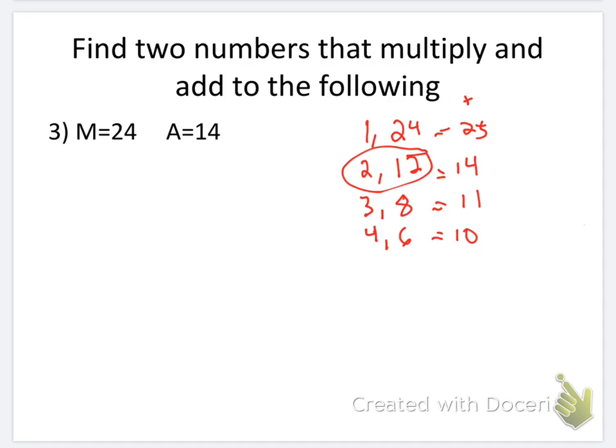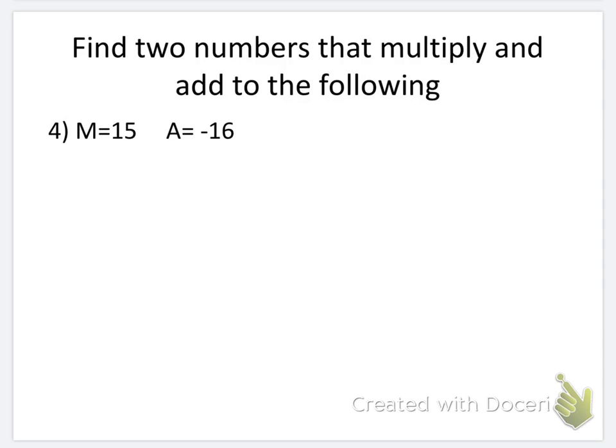I'll make sure that you guys are understanding the material. Okay, the next one up is multiplies to give you 15 and adds to give you a negative 16. So the key here is, you notice this is negative, but the two numbers have to multiply to be a positive number. So the only way that can occur is if both of the numbers were negative.